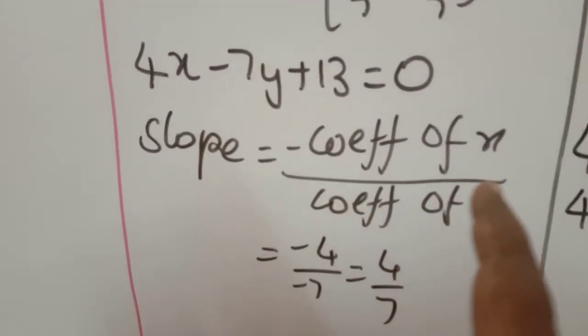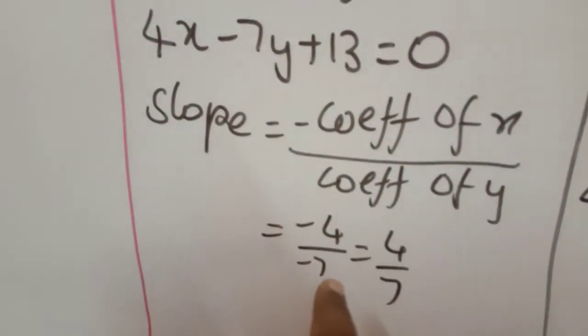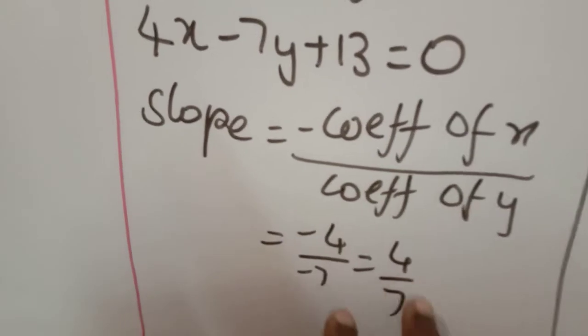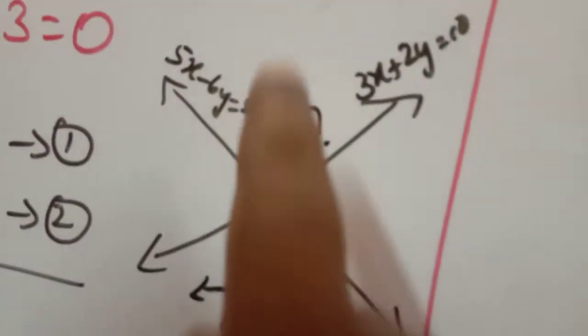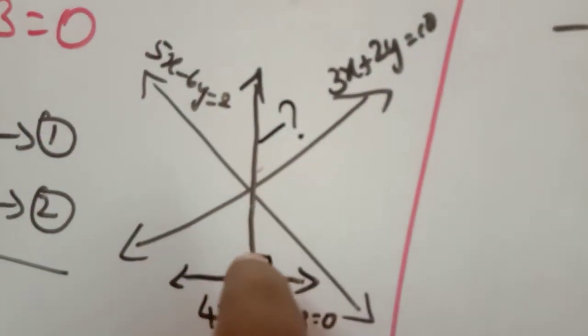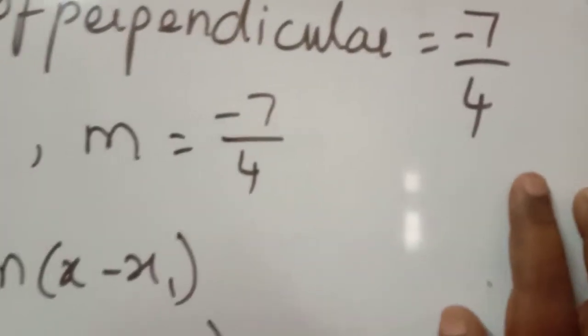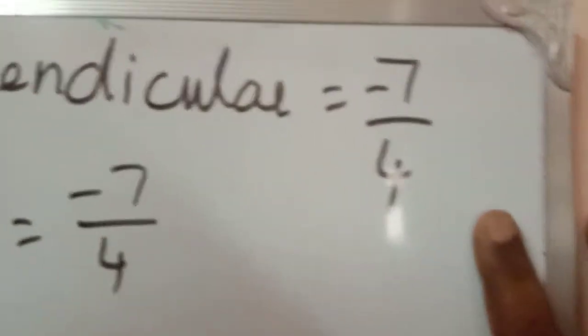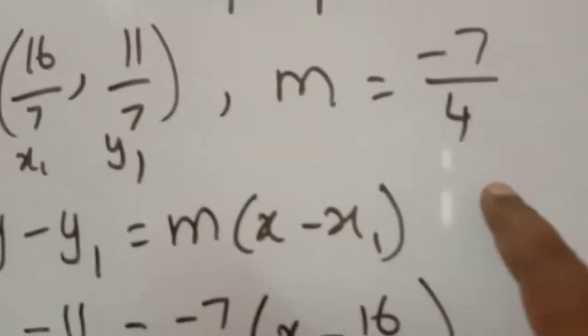Slope is equal to minus coefficient of x by coefficient of y. So minus 4 by minus 7. So 4 by 7. This is the slope of this line. Okay. But we have to find the slope of this straight line. This is the required straight line. So as they are perpendicular to each other, for the slope of the perpendicular line, we know, change the sign and write its reciprocal. This is 4 by 7. So change the sign and write its reciprocal. We will get minus 7 by 4.